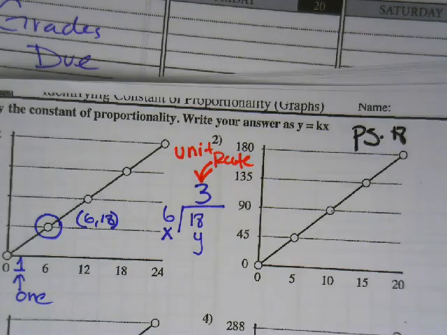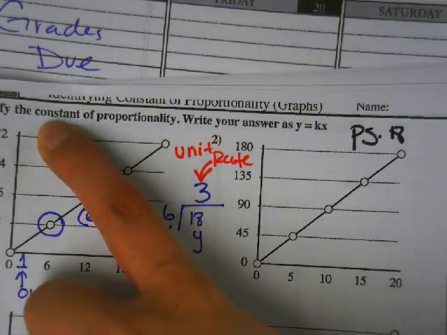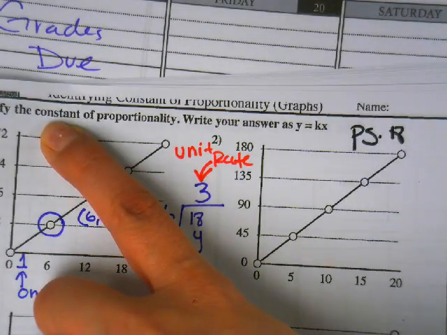It says, identify the constant of proportionality. Wait a second. What in the world is constant of proportionality? Why do they use such fancy words? Constant of proportionality. Really hard words. But you already know it. They just try to make it hard.